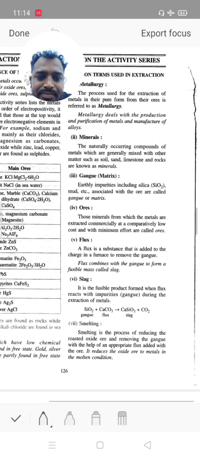Now ore. Those minerals from which the metals are extracted commercially at a comparatively low cost with minimum efforts are called ores.